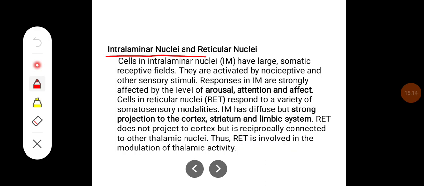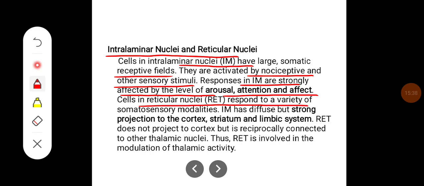Then interlaminar nuclei and reticular nuclei. Cells in the interlaminar nuclei have large somatic receptive fields. They are activated by nociceptive and other stimuli. Responses in intermediate nuclei are strongly affected by the level of arousal, attention, and affect. Cells in the reticular nuclei respond to a variety of somatosensory modalities.